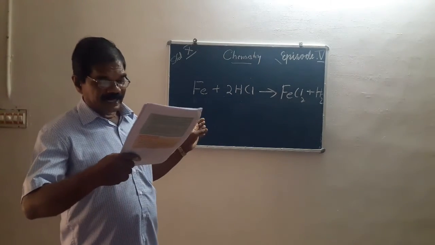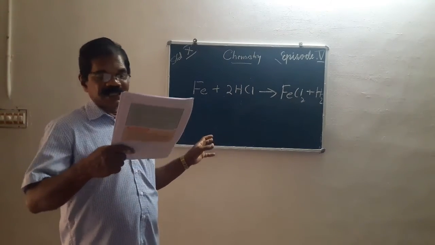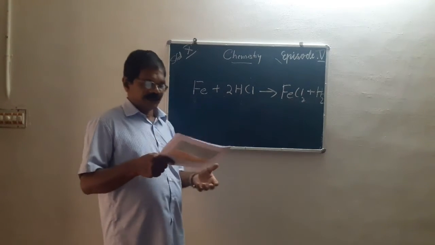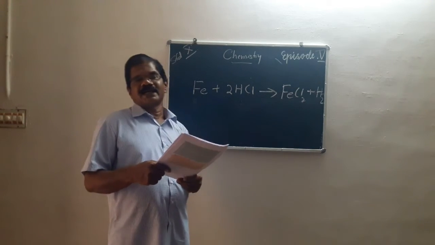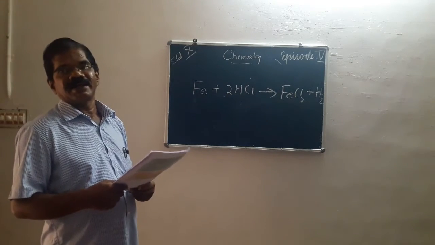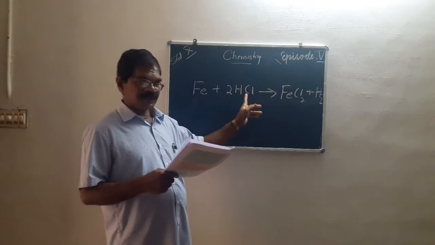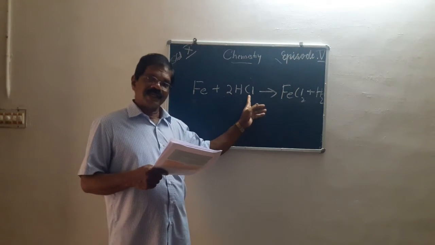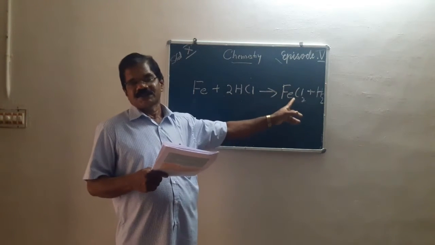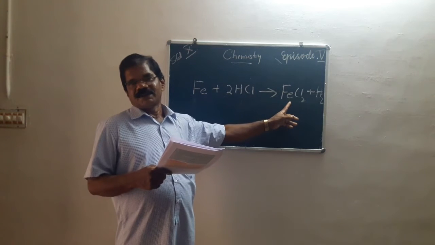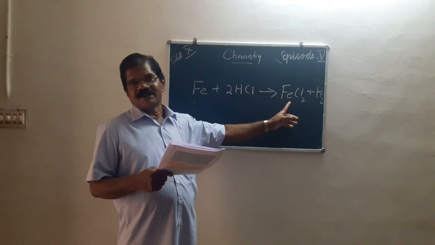What happens when dilute hydrochloric acid is added to iron pellets? Iron and hydrochloric acid. Any metal reacts to give hydrogen and its salt. When hydrochloric acid is used, the salt is a chloride. If sulfuric acid is used, the salt is a sulfate.